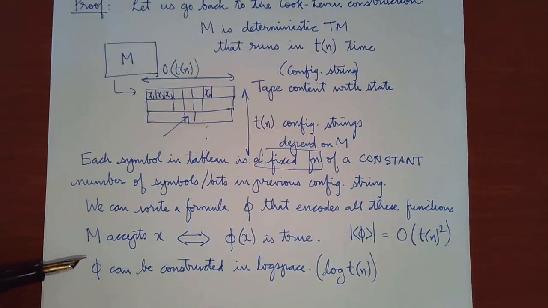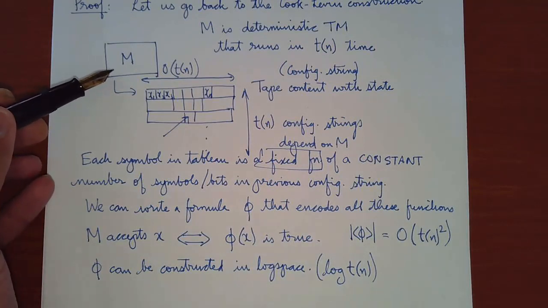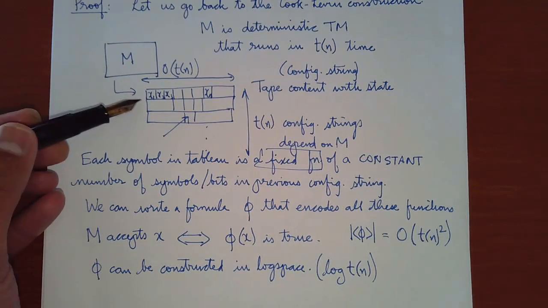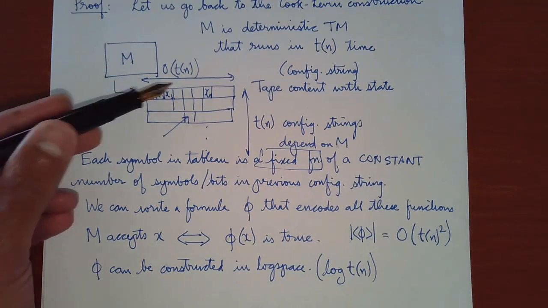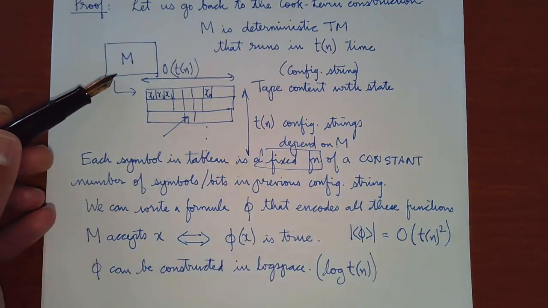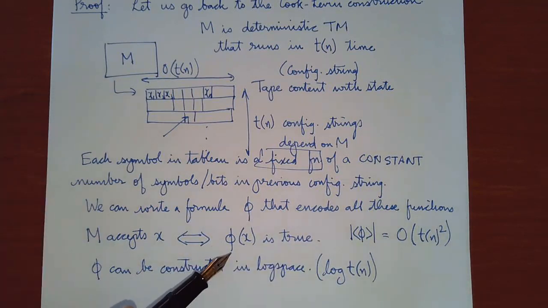So we discussed some of this, and so what this basically says is, given M and x, let's say if M runs in polynomial time, we can construct this formula efficiently. So in polynomial time, so okay, let me write this down.